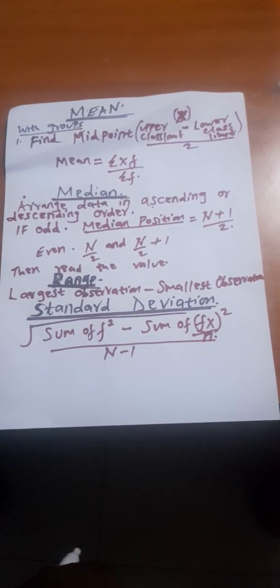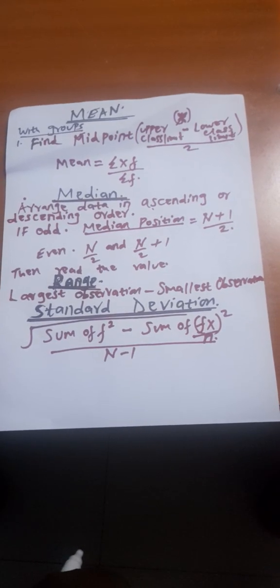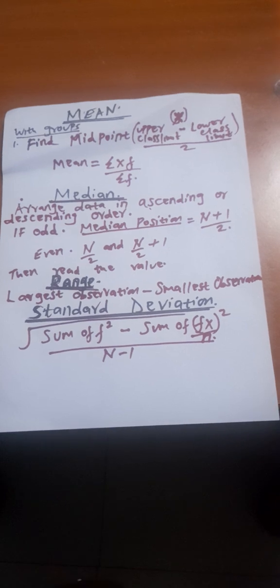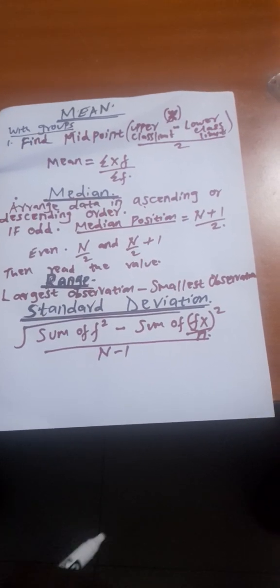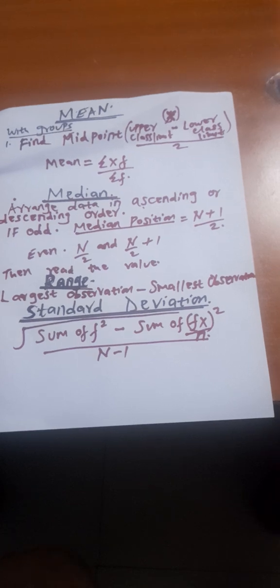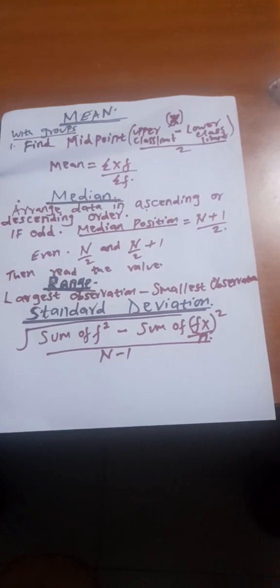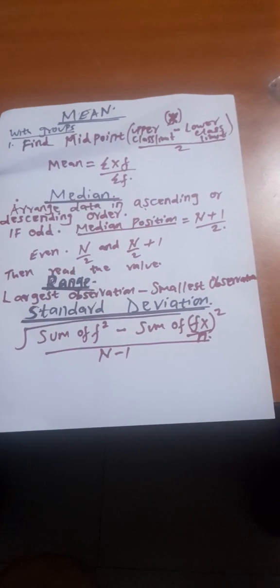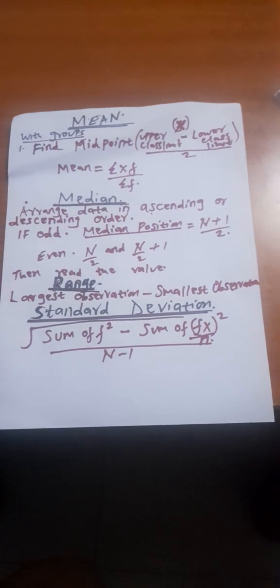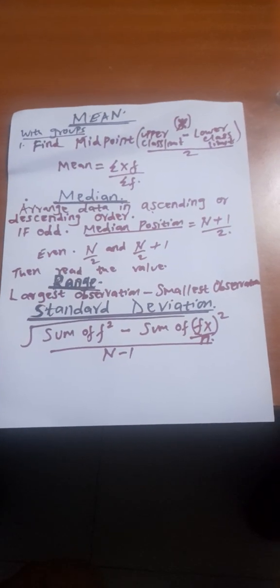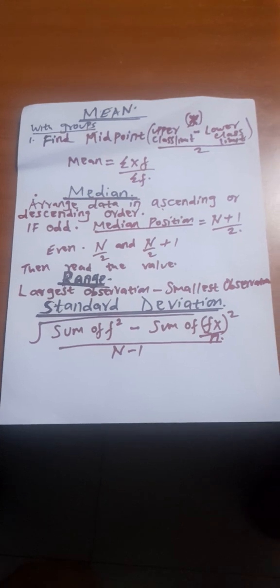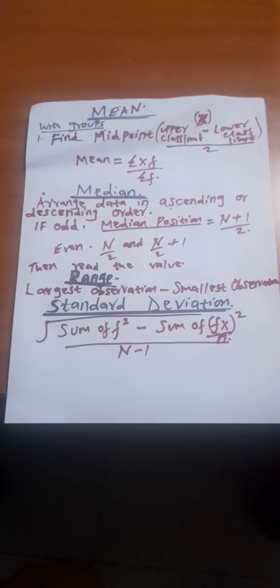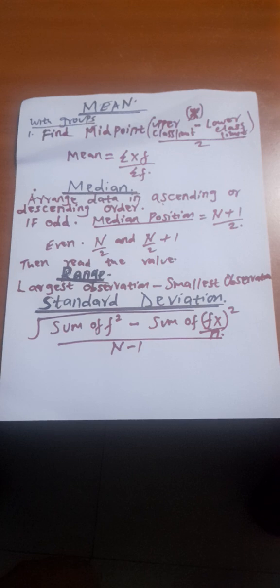Median, you arrange your data first in ascending or descending order. Then if it's an odd number, you do the median position. Then from the median position, that's where you read your median. So how do we find it? You do for the odd, N plus 1 over 2. Then if it's an even number arrangement of a data set, you do N over 2 and N over 2 plus 1. Then from that reading now, you read your value and you'll have found your median.